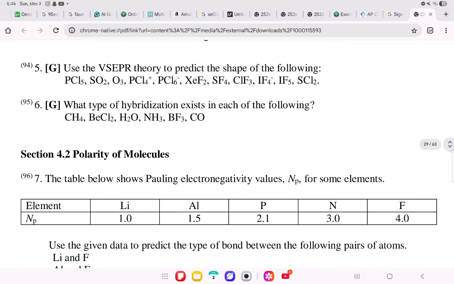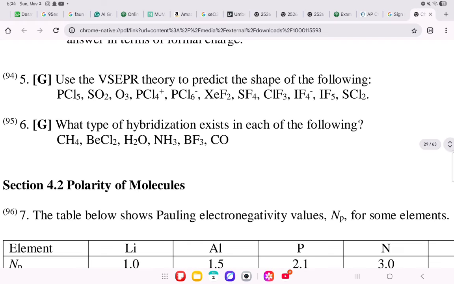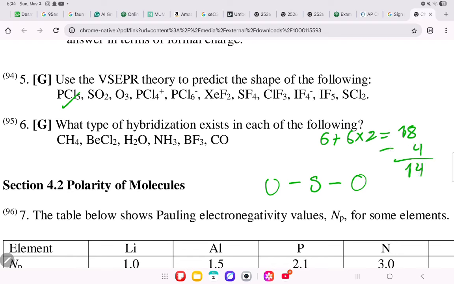Now, anyways, we move on to 5. Use the VSEPR theory to predict the shapes of the following. So we did PCl5, if I'm not mistaken. SO2, let us draw it. SO2. S is which group? S is group 6, plus oxygen, also group 6. So 6 times 3, 18, minus 4, so that's going to be 14, because we have 2 bonded pairs, divided by 2. 7.